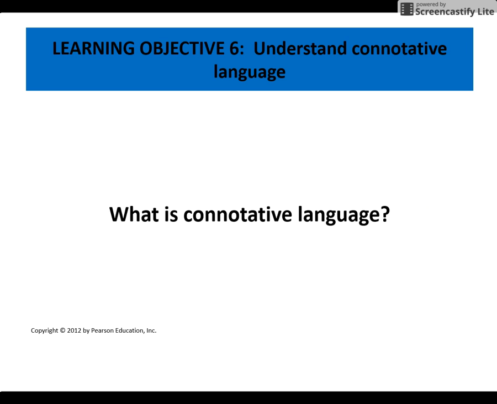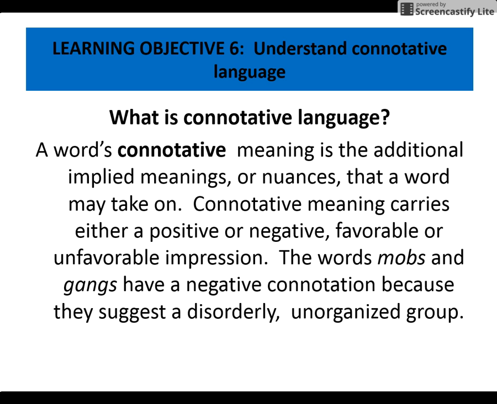Connotative language. Connotative language is the following. It's something that is implied, a nuance, words that take on another kind of level of meaning, all right? It's implied in some way in terms of being positive or negative, okay? So when you think about mobs and gangs, they both have the same kind of negative connotation based on this example. But when you think about crowd, for instance, crowd is more positive versus mobs and gangs. They all kind of mean the same thing in terms of group, but one is really more disorganized than the other. So mobs and gangs are more disorganized than a crowd.